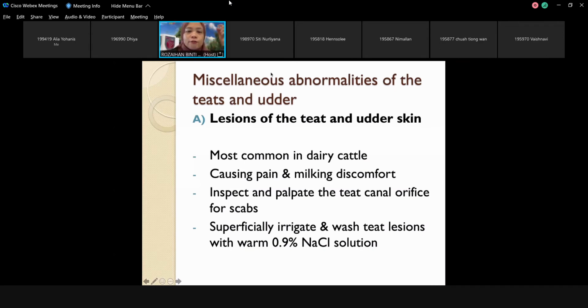So what you can actually do is inspect. I've mentioned this before, you have to palpate everything. Have a look at the teat canal orifice to see if there's any scab. If you suspect more serious problems, you can use water, or normal saline if you have it, to wash off, because sometimes the teats can be very dirty and you want to inspect more closely. It's not just by having a look like that. So you can wash the teats with water or normal saline, superficially irrigate and wash, so that you can have a clearer picture.